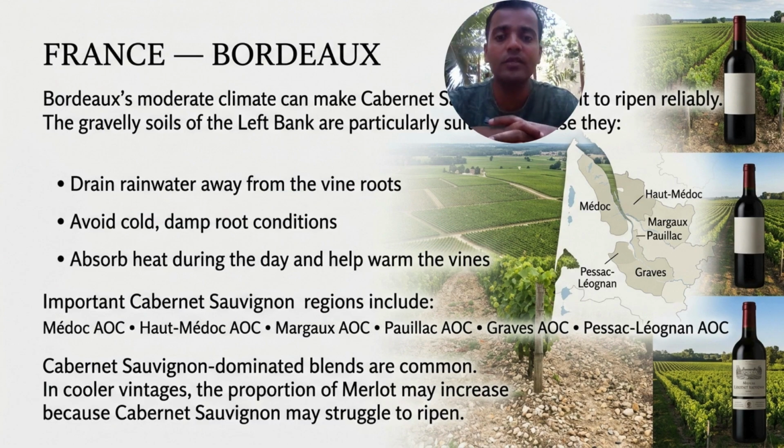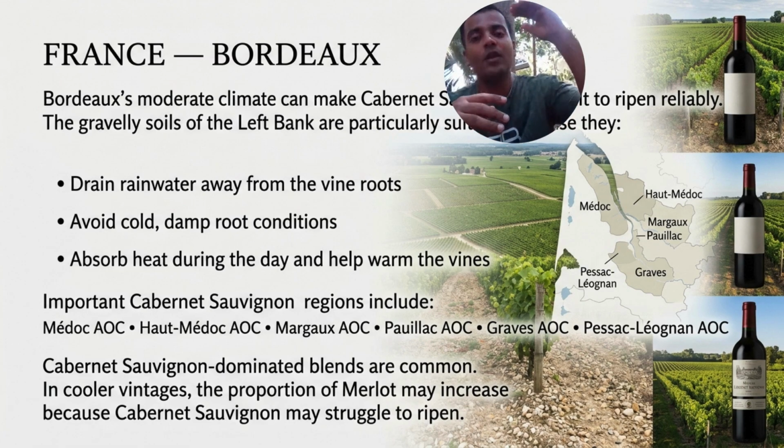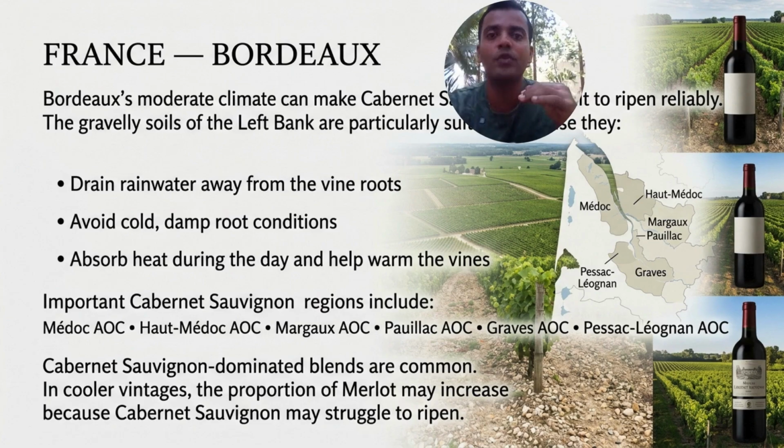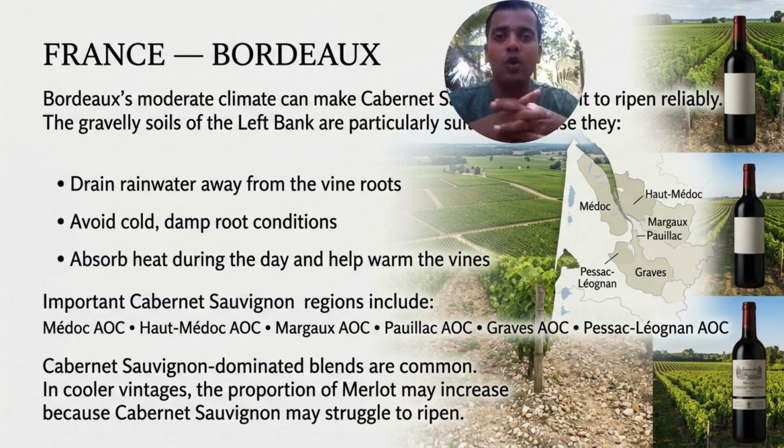In cooler vintages, the proportion of Merlot may increase because Cabernet Sauvignon can struggle. So even though these sub-regions tend to produce wines that are more Cabernet Sauvignon dominated, during cool vintages, with cool climate conditions in specific years, they may increase the proportion of Merlot and lower the proportion of Cabernet Sauvignon, because this grape variety may struggle in a cool growing environment.